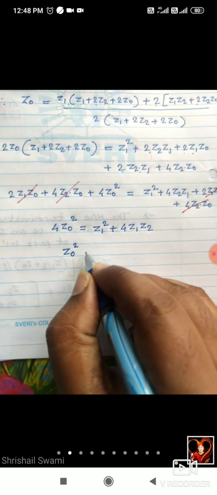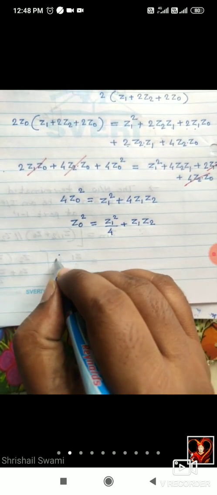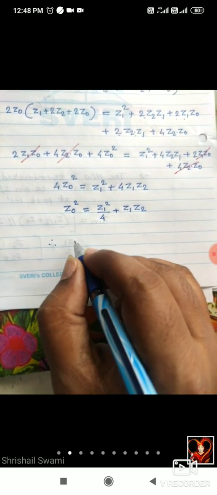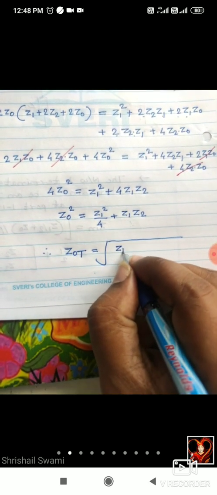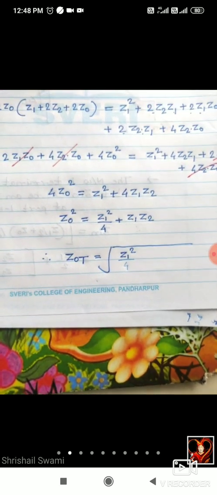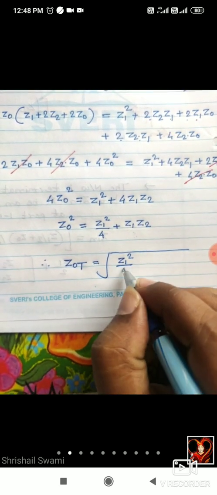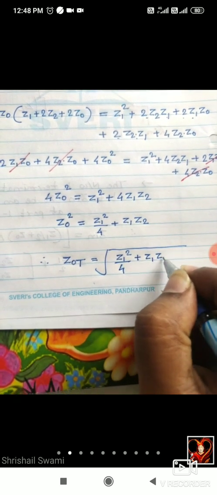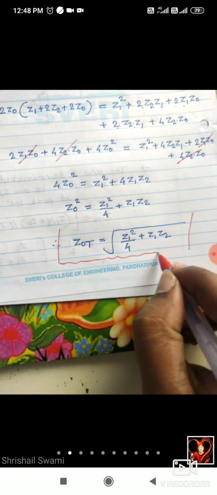Now what did we want to find out? Characteristic impedance. So Z0 square is equal to, you can take the 4 here, that is Z1 square divided by 4, and this 4 and this 4 cancel, giving Z1 into Z2. Okay, now take the square root. If you are taking the square root, you will get Z0T. Now I will tell you why Z0T is taken. Taking the square root on both sides, you will get Z1 square by 4 plus Z1 into Z2. So this will be the formula for calculating the characteristic impedance.